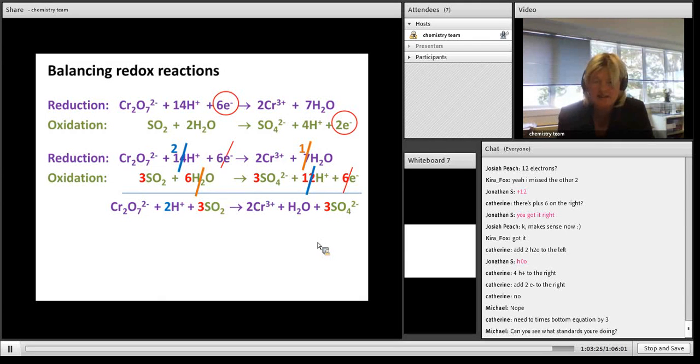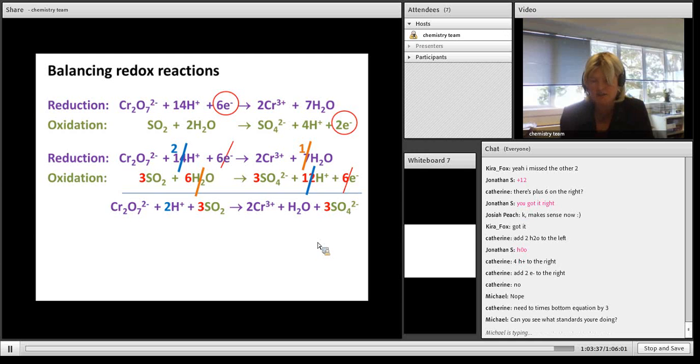Okay, while Michael is typing, next week we'll be doing the last 2 lessons of 3071, which is comparing the reduction potential values, and the beginning of 3072. Can you see what standards you're doing? Right, Michael, this is the 913.